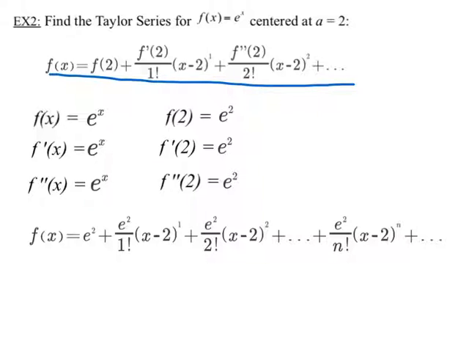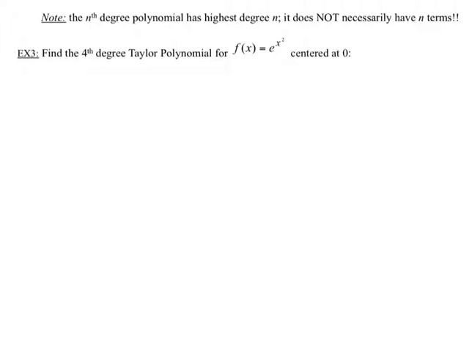Okay, let's look at another one. One of the things that I discussed in class already is that the nth degree polynomial has highest degree n. It does not necessarily have n terms. So actually here's a real easy one. I want the 4th degree Taylor polynomial for f of x equals e to the x squared centered at 0.